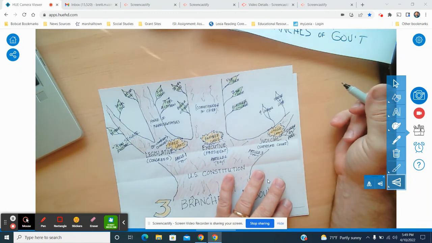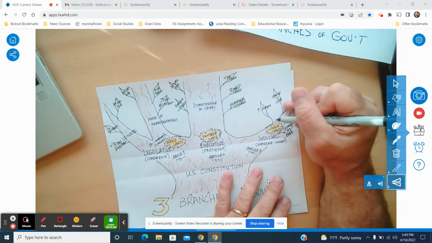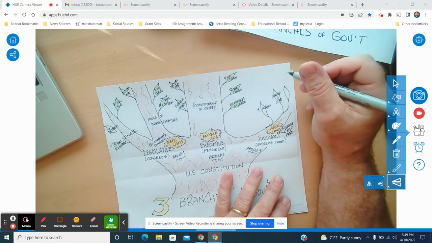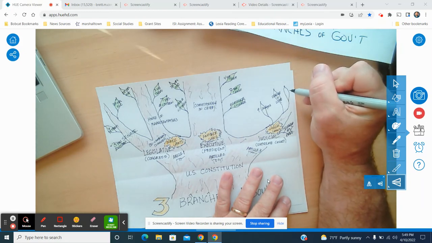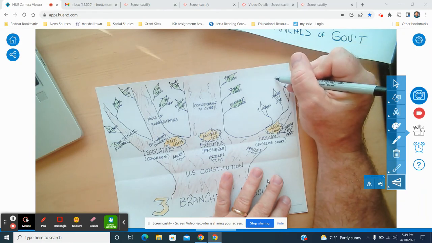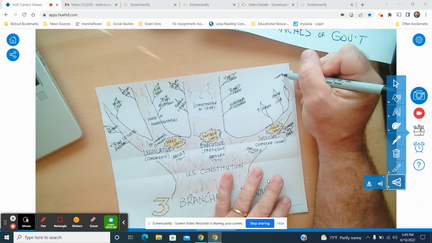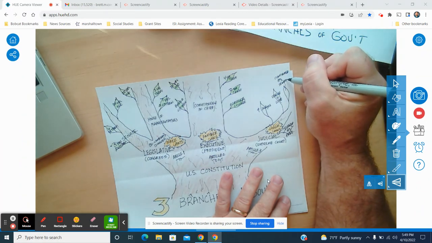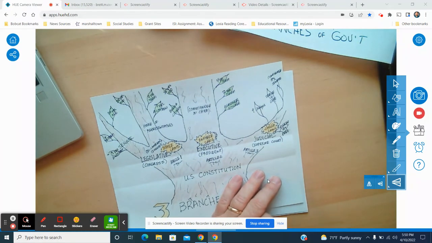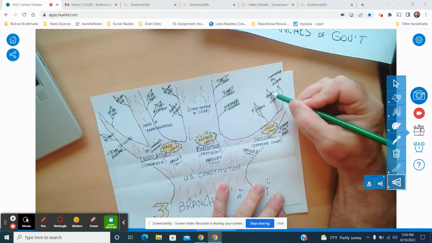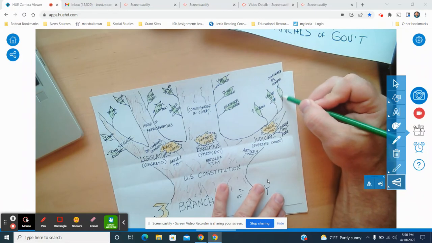I just put Prez because, well, that's what I did. But they have to be confirmed by the Senate. And I'm going to have a hard time writing this in here, so I'm going to draw a little line over here, which means the president gets to pick them, but they have to be approved by the Senate. And that way, the president doesn't pick people without having somebody else's opinion before they get the job.